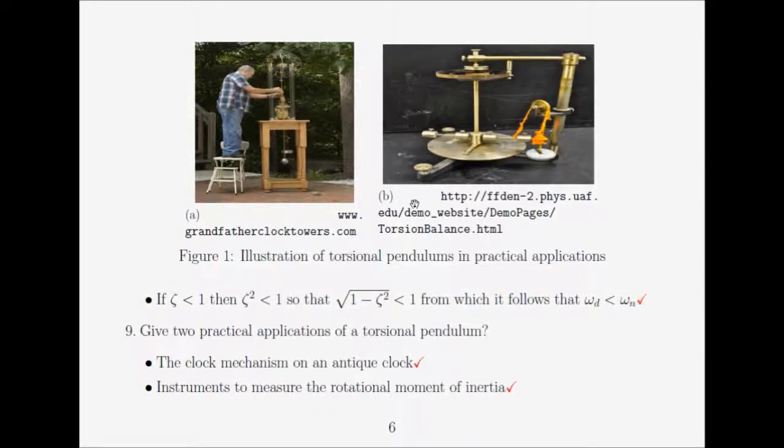Moving on, give two practical examples of a torsional pendulum. So a torsional pendulum is basically something that is oscillating and there's some sort of torsion in the system. So the clock mechanism of an analog clock is a good example.